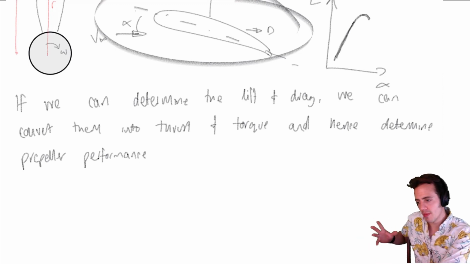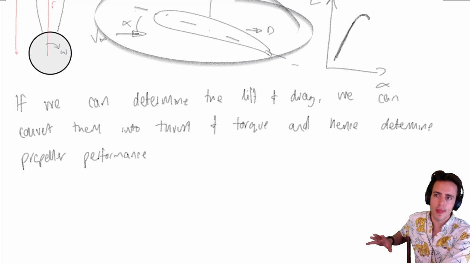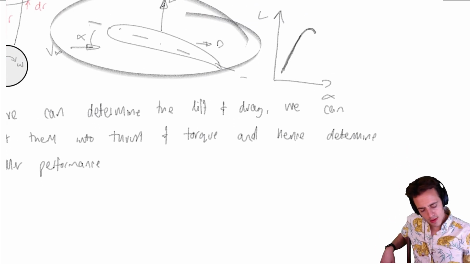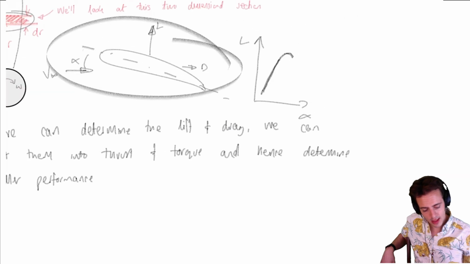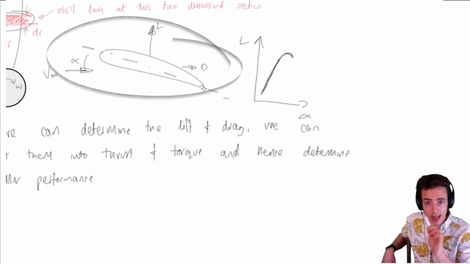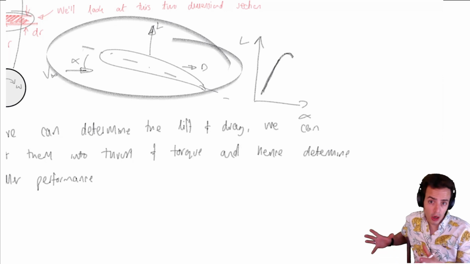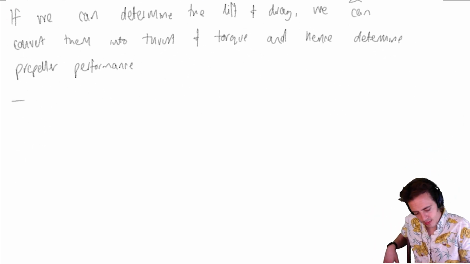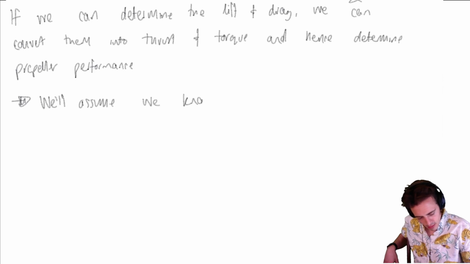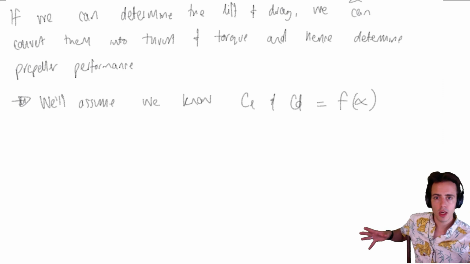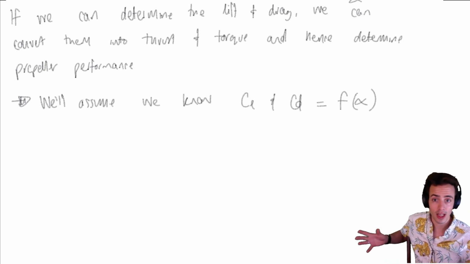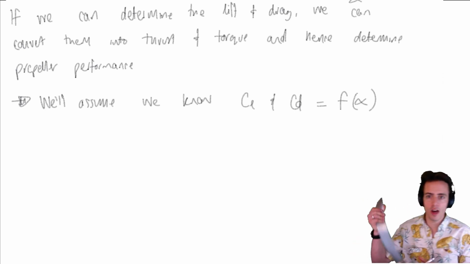Now we've got to do a little bit more work than just saying we'll do it. We're going to have to go through and develop some diagrams for our blade elements and then work out how we can determine things. So we're going to assume that if we know the angle of attack, we can get the lift and drag coefficients for our propeller blade. So we'll say we assume that we know our lift and drag coefficients as a function of angle of attack for all parts of our propeller blade.